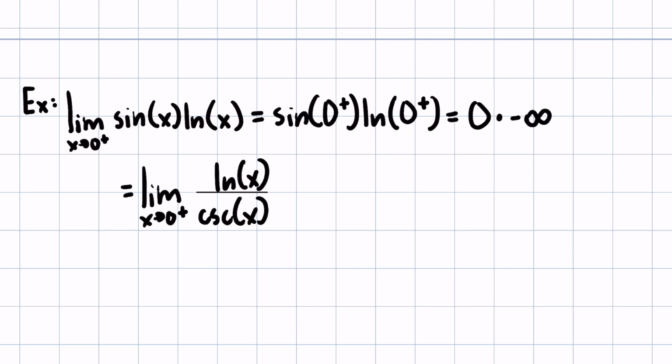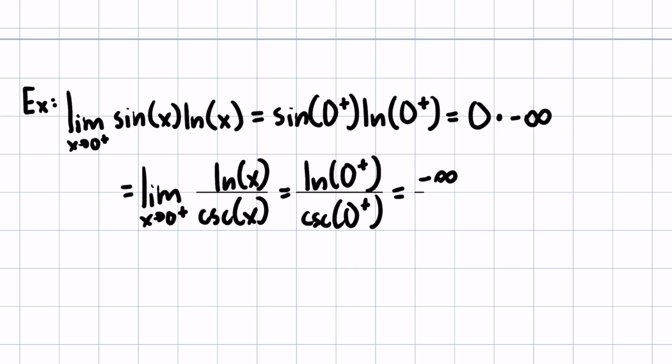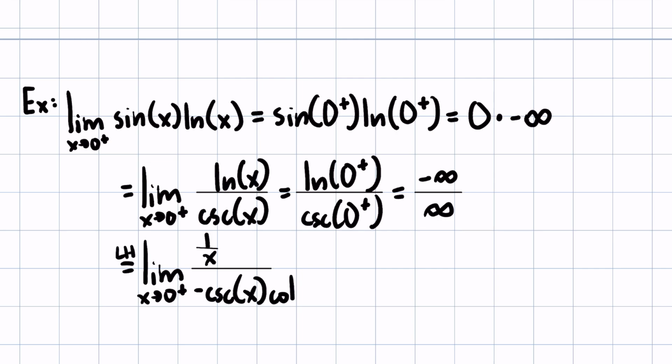And then from there, what we're going to do is plug in 0 from the right. We have ln of 0 from the right over cosecant of 0 from the right. And so that's going to be negative infinity over infinity. So now we can apply L'Hopital's rule. The derivative of the natural log of x is just going to be 1 over x, and then the derivative of cosecant of x is going to be negative cosecant cotangent.